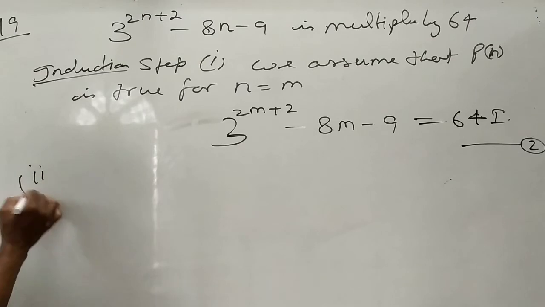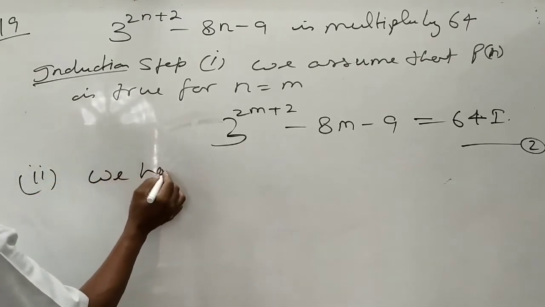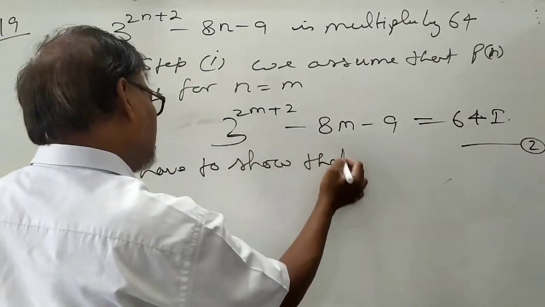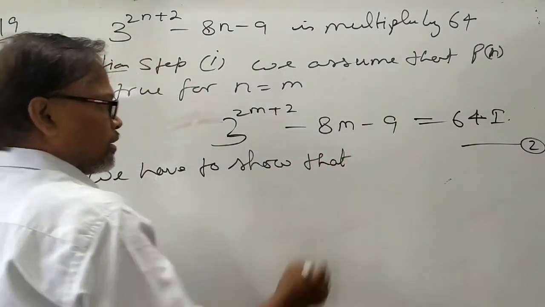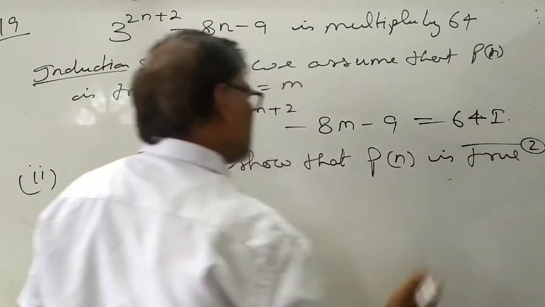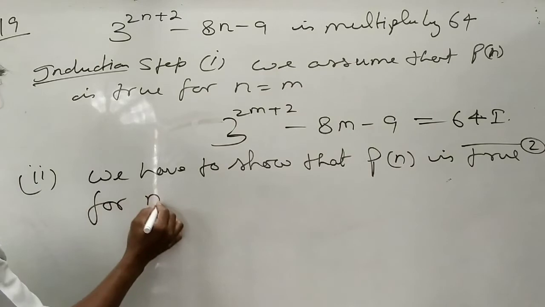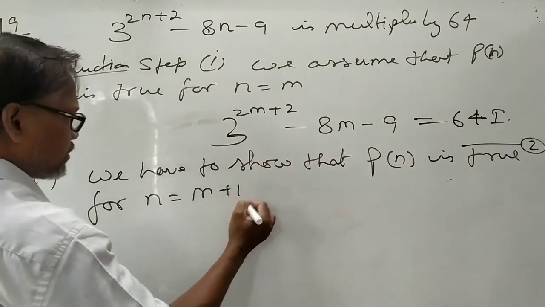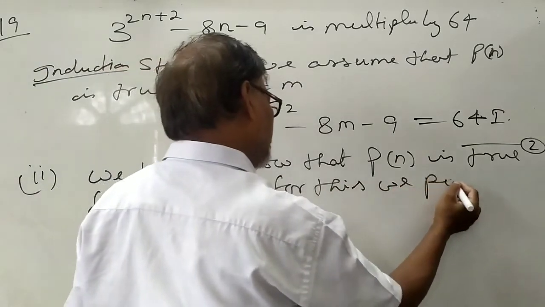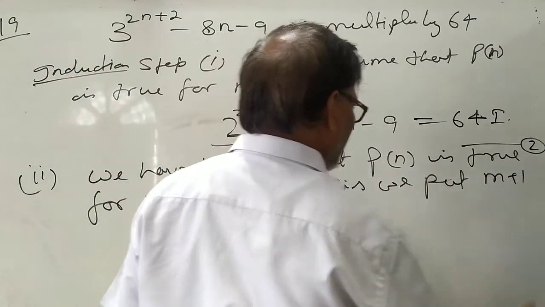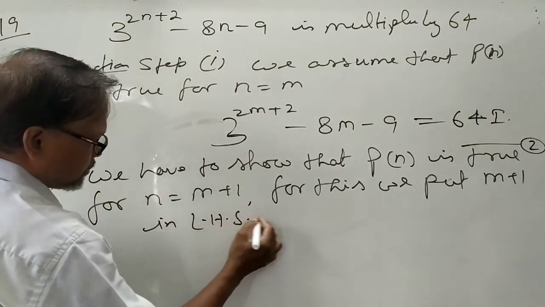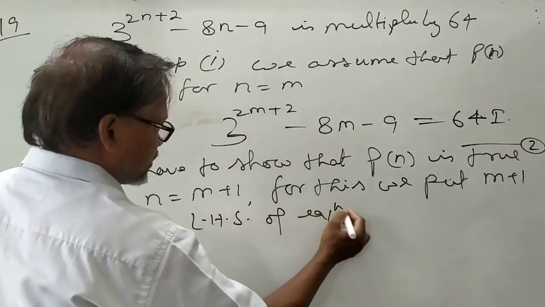Thereafter, the second part, now we have to show that Pn is true for n is equal to m plus 1. For this, we put m plus 1 in place of m in LHS of equation number 2.